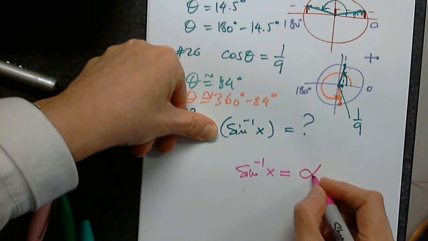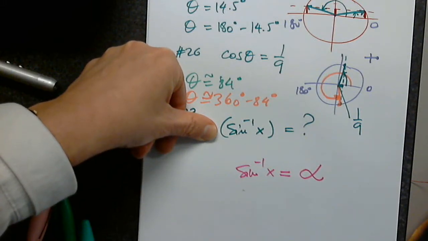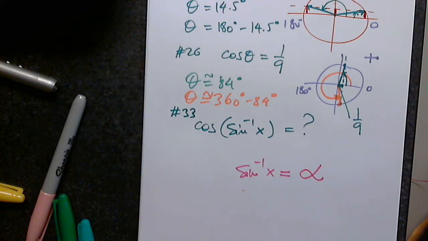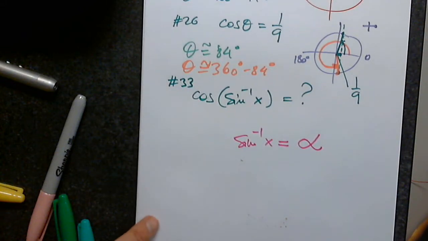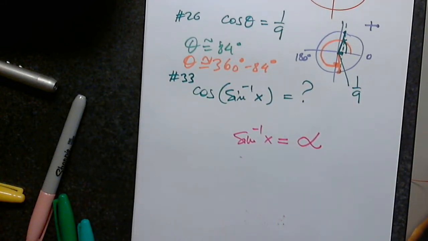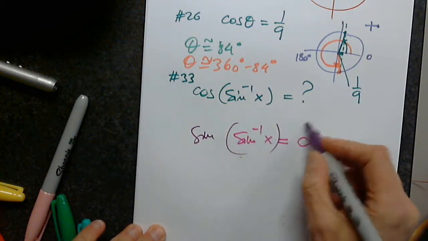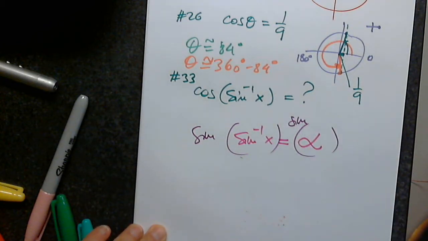Good. I'm going to call that angle alpha. Call it the way you like. But I cannot call it X. Good. What do you think I am going to do to both sides to solve this for X? I apply sine, of course. I apply sine to this side, and I apply sine to this side.